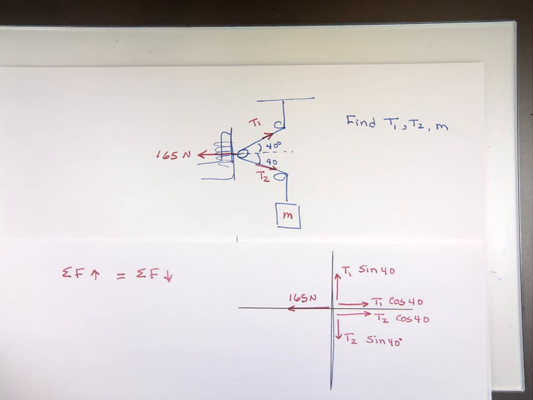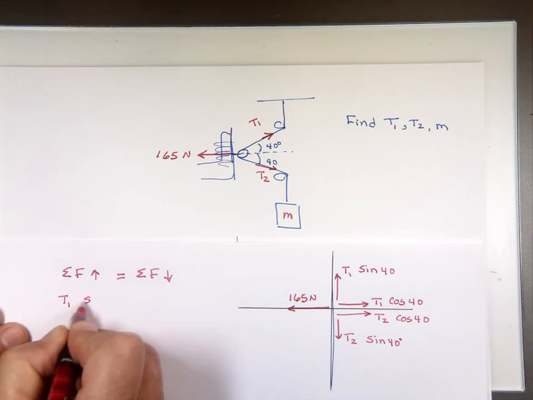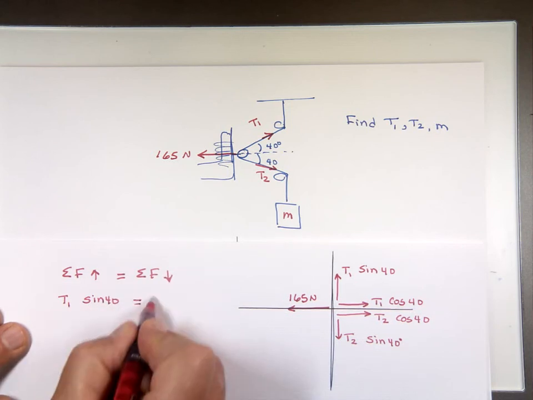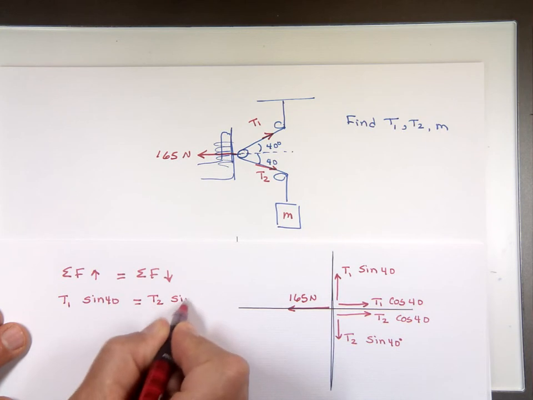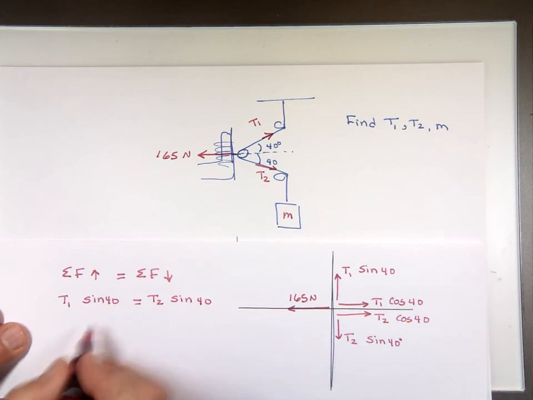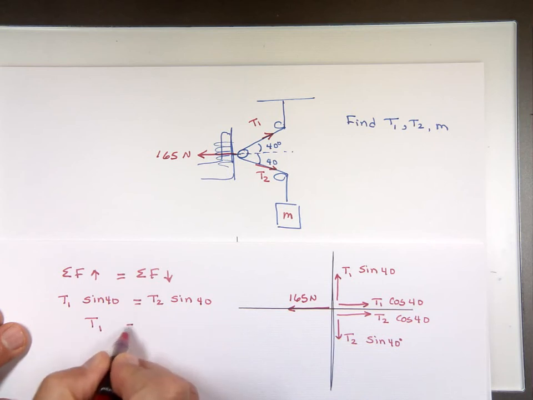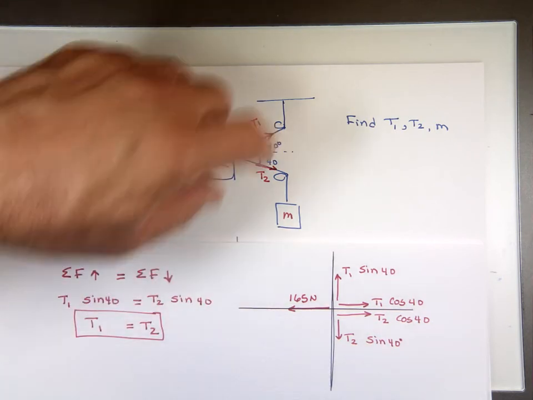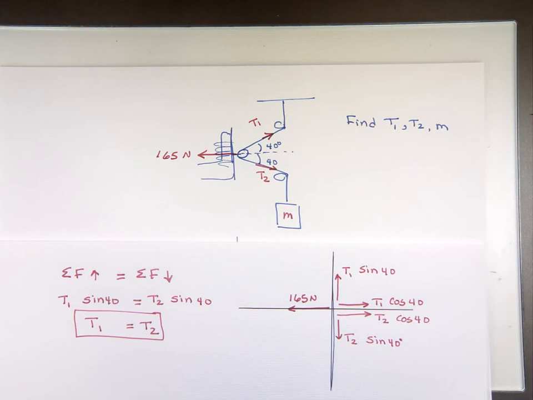What do we have pointing upward? T1 sine 40. What do we have pointing down? T2 sine 40. If you divide both sides by sine 40, what are you going to have? T1 equals T2. When the angle is the same, the tension will be the same. If the angles are different, then the tension is not the same, because sine 40 and sine 30 are not the same. You can't cancel them.